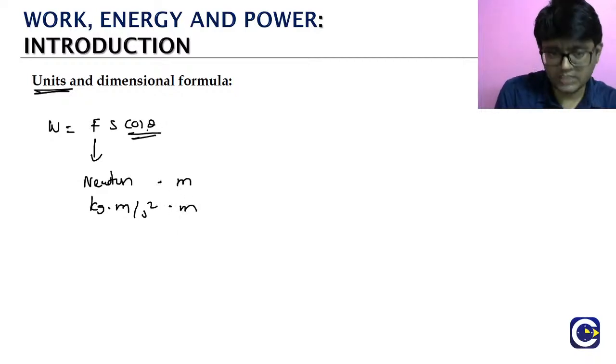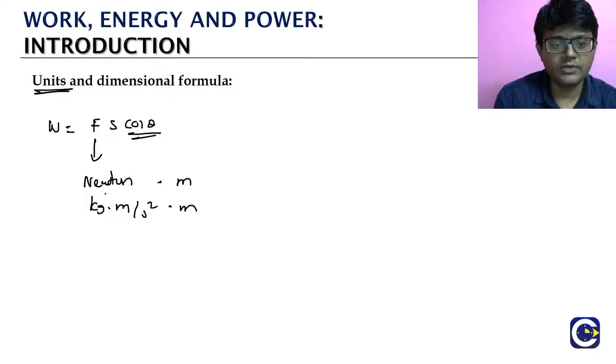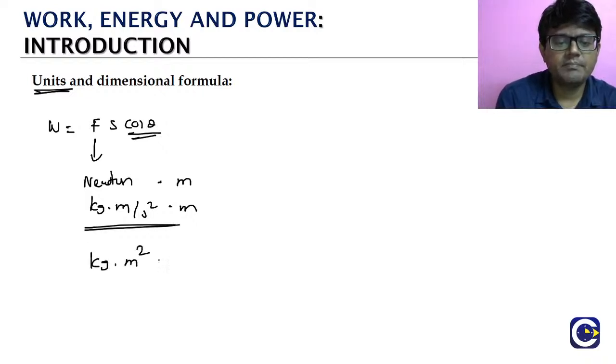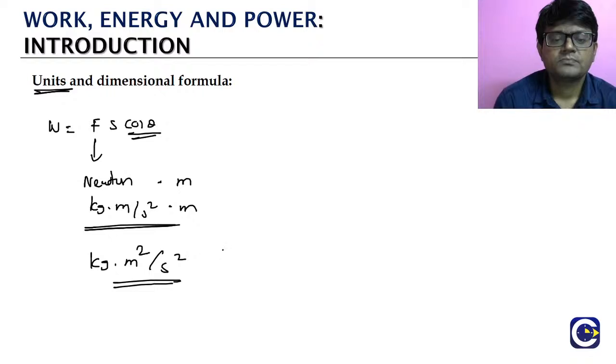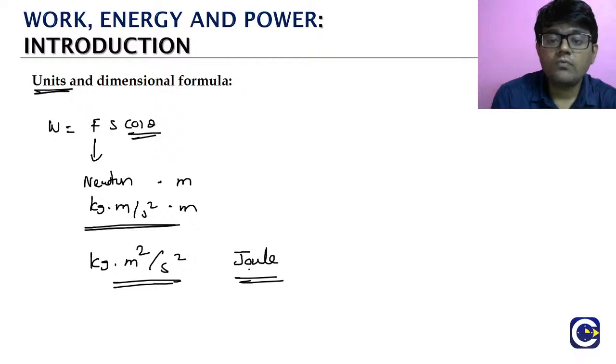Cos theta is what? A trigonometric function that will not have any unit. So what is this? You see, kg meter square per second square. This is named in honor of the scientist Joule. So what is the SI unit of work? It is Joule. We will represent this by the symbol capital J.